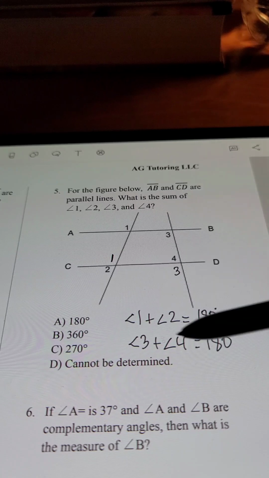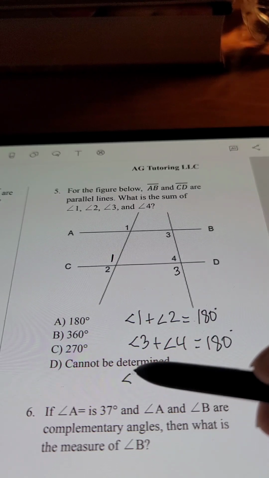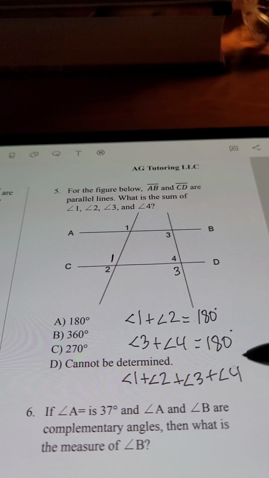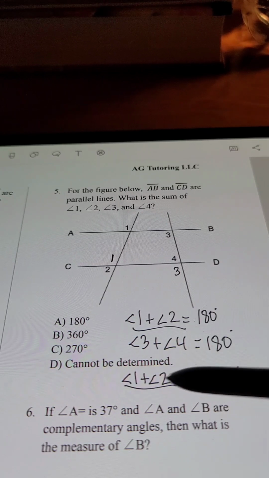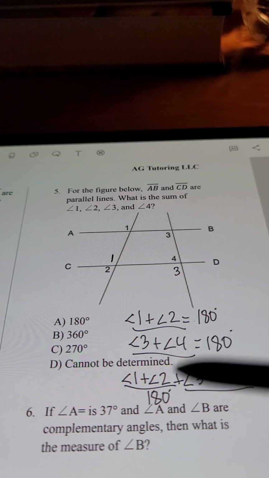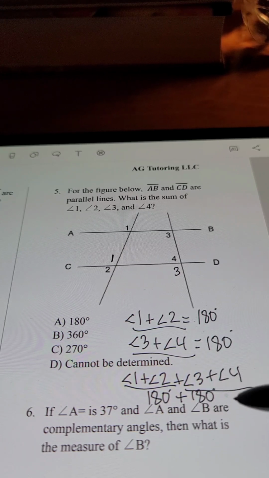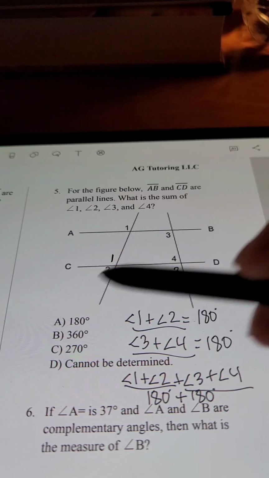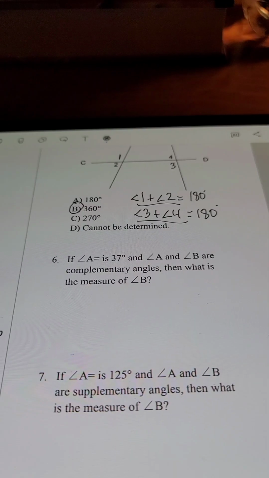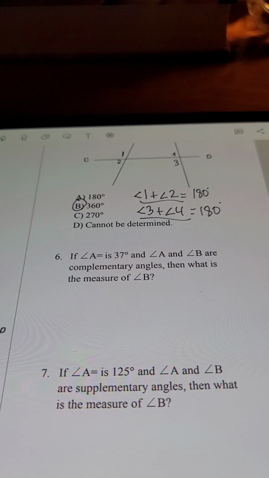So if we want the sum of all of these, if we want angle 1 plus angle 2 plus angle 3 plus angle 4, well, we know these are the same thing as 180 degrees. And these are the same thing as 180 degrees. So 180 plus 180 gives us 360 degrees. So B.